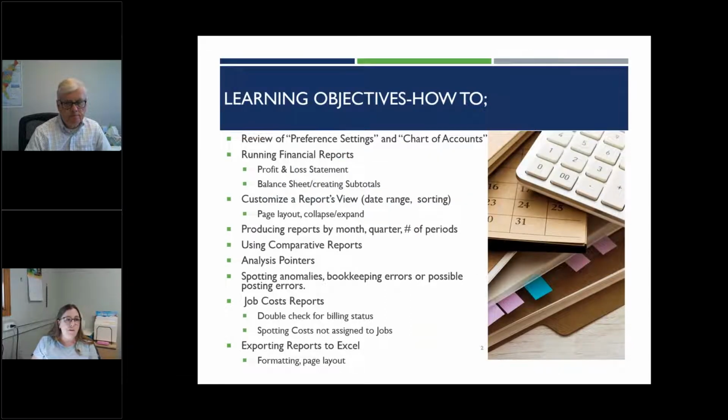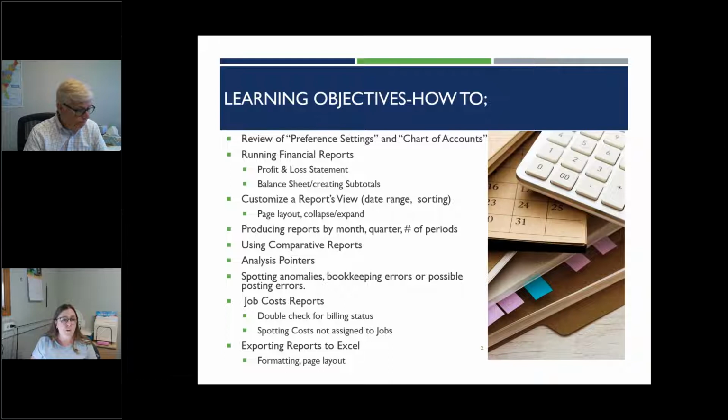We're going to start today with a number of learning objectives. We've got a full plate in front of us. We will review preference settings and the chart of accounts. Then we'll talk about running financial reports, including the profit and loss statement and balance sheet, and how to create subtotals. We'll also look at customizing a report's view. There are a lot of different ways that you can sort things, change your date range, page layout, and collapse and expand. There's a lot of options, and we'll work through different ways to use them.